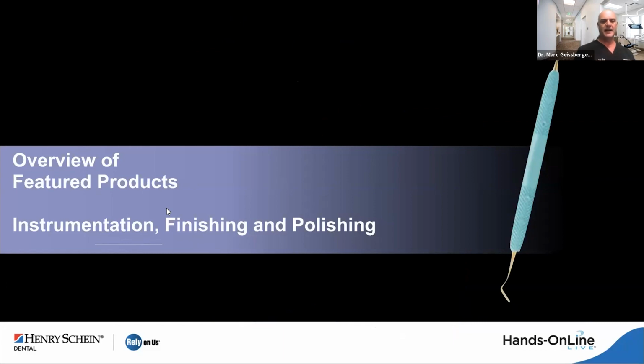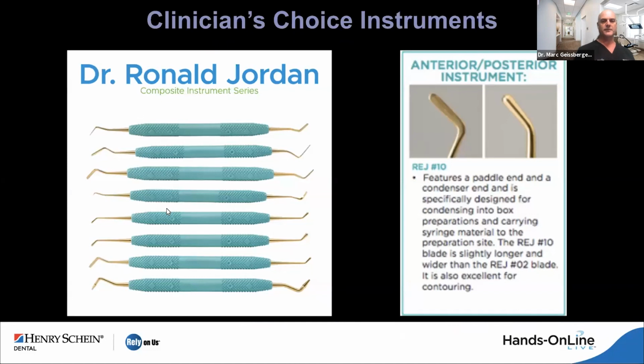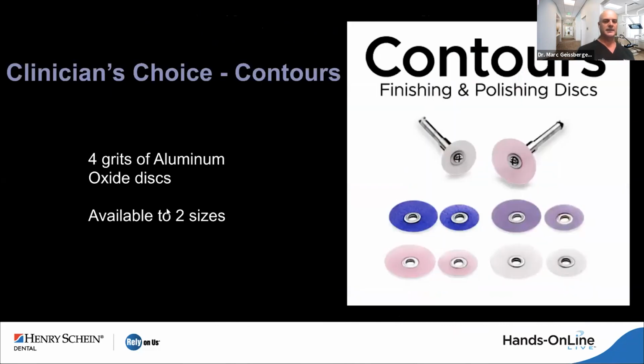Now, for a Class 5, I'll use really 2 instruments. The first is called the REJ number 10, or Dr. Ronald Jordan number 10 composite instrument, from Clinician's Choice, to place the material. The other instrument I use routinely is a pigtail explorer, or a standard explorer, to move my flowable composite around, and I'll demonstrate that in just a few minutes.